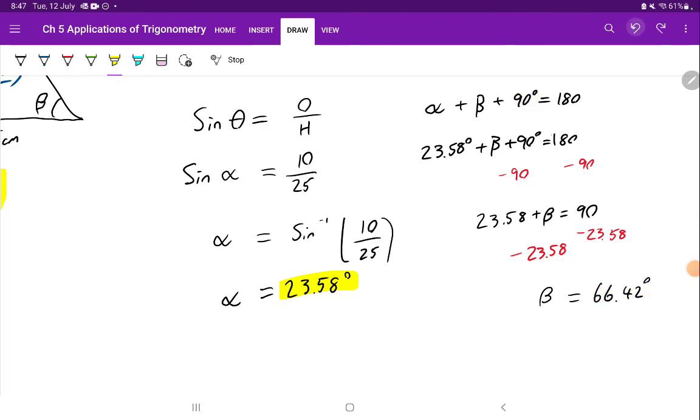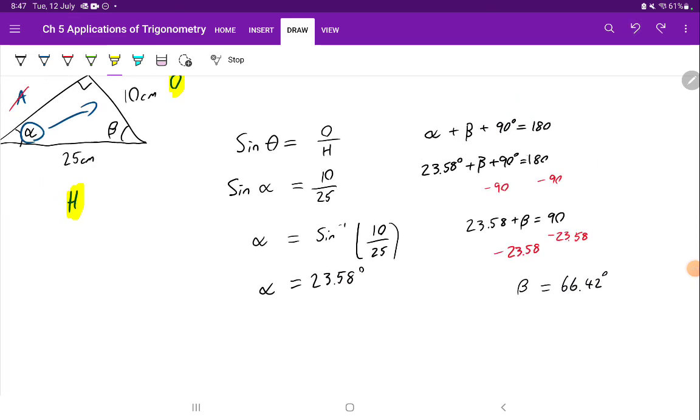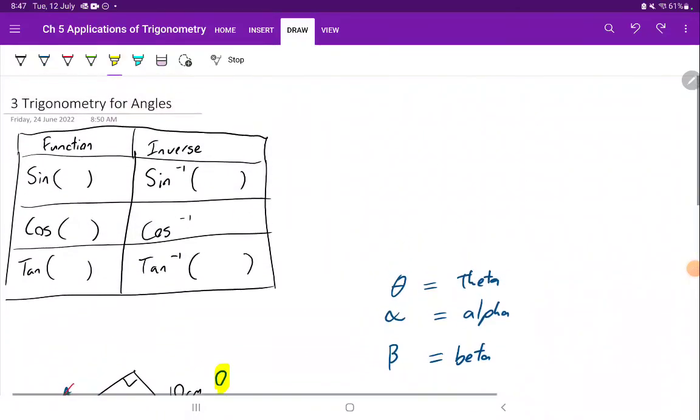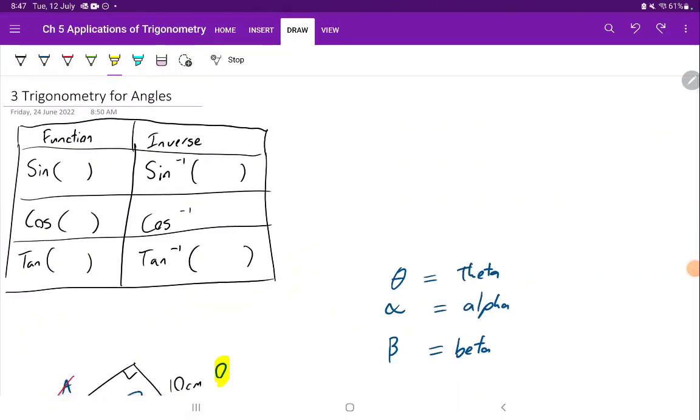So that's how we can use the inverse sine to find angles. But just be mindful, if it's a cos or a tan, you can do the exact same, just with inverse cos or inverse tan.